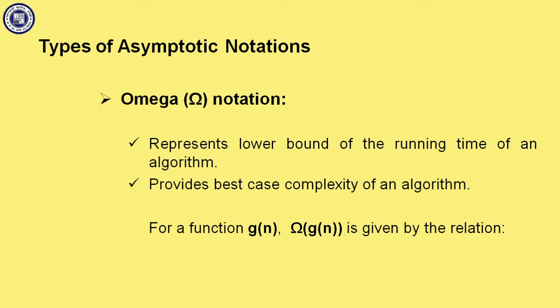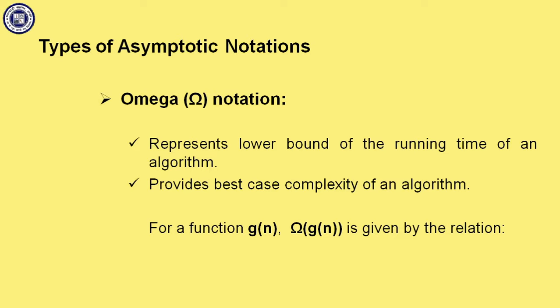Similar to the theta notation, the omega notation will consider one of the bounds. So which one will be considered by omega notation? This omega notation considers the lower bound of the running time of an algorithm. Since it considers the lower bound, it gives the best case efficiency of an algorithm.